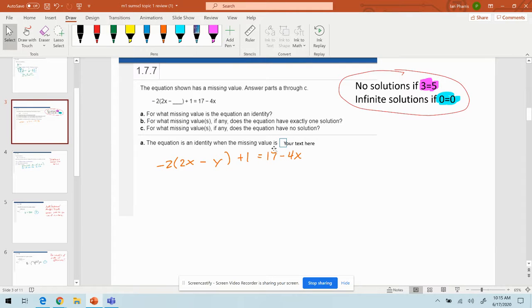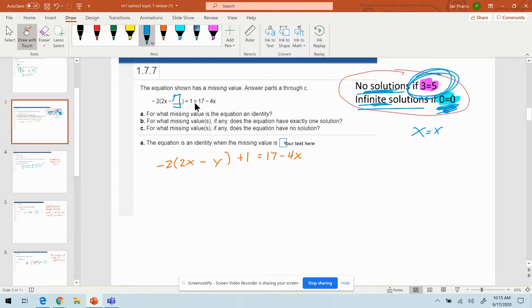The next concept is about no solutions or infinite solutions. If when you're solving it you get something that's impossible, 3 is never going to equal 5, that's going to mean no solutions. If you come down to some kind of identity, any kind of 0 equals 0, or if you get x equals x, then that means infinite solutions. So they want you to fill in this blank right here to see what the missing value is for A, B, and C. So this is the setup when you try this on Savvas Realize for the topic review.